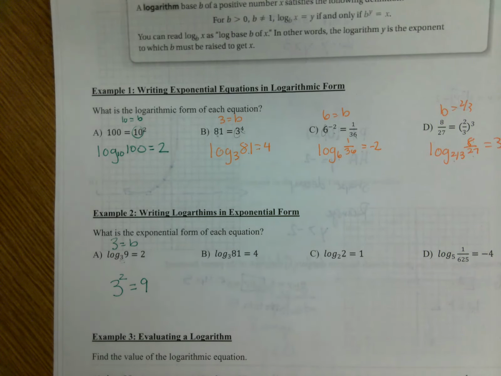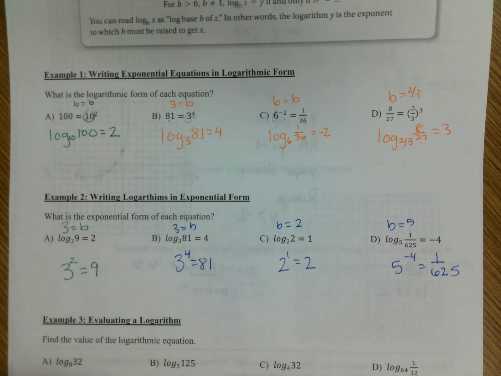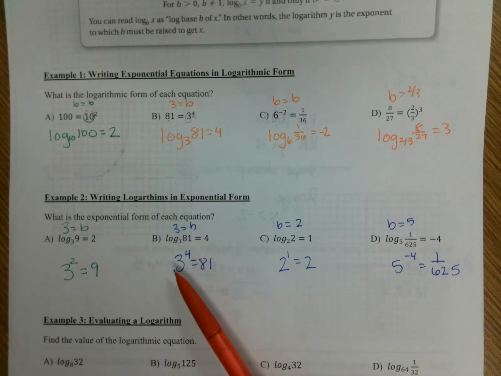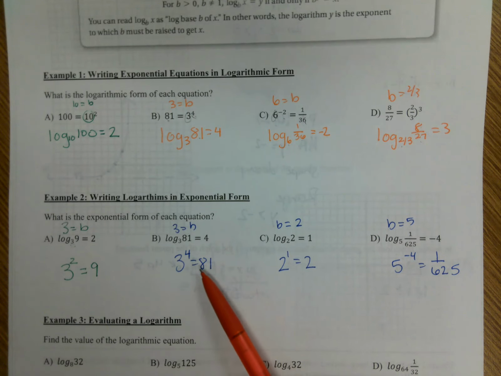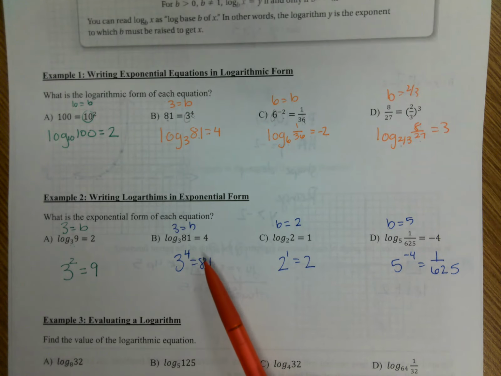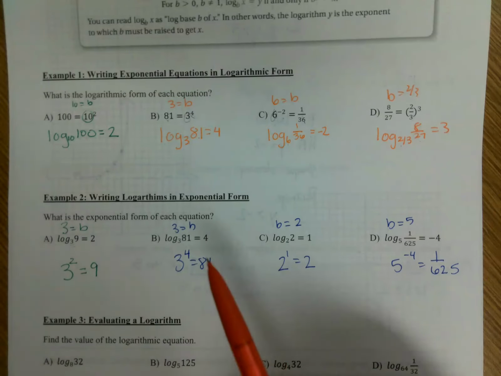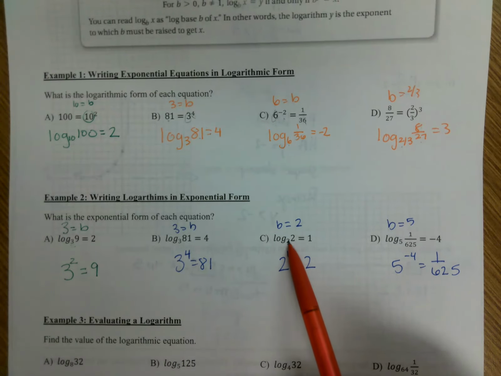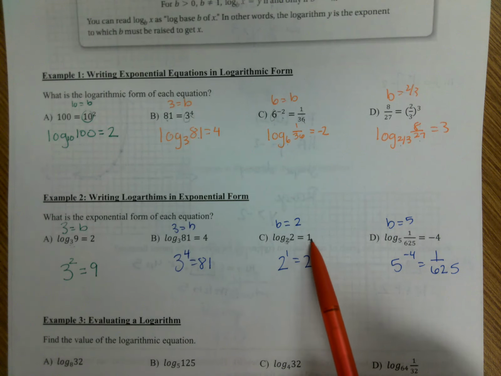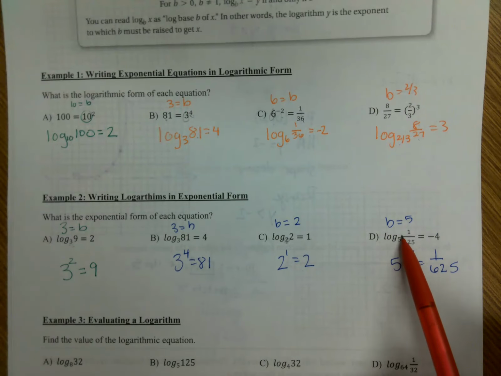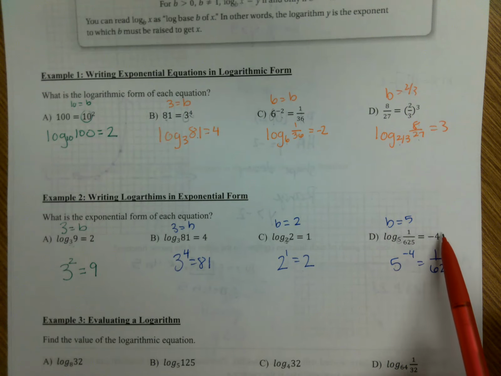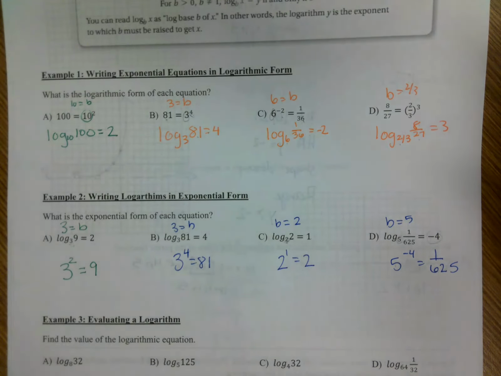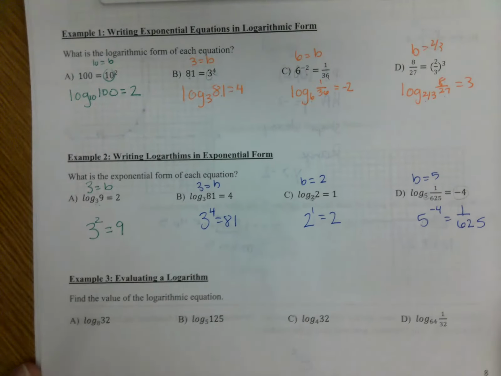First thing is figuring out what your B is. The second one, your base here is 3. So 3 raised to the 4th power is equal to 81. This should be a true statement. So you can always check this when you're rewriting. You should be able to do 3 raised to the 4th power and see if it's 81. 2 is your base here. 2 raised to the 1st power is equal to 2. 5 is your base here. 5 raised to the negative 4th is equal to 1 over 625.